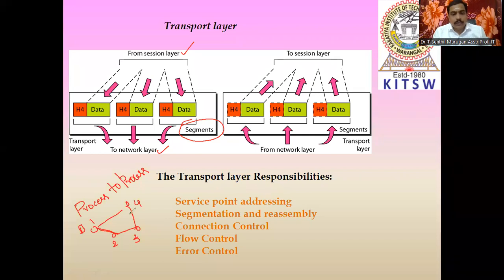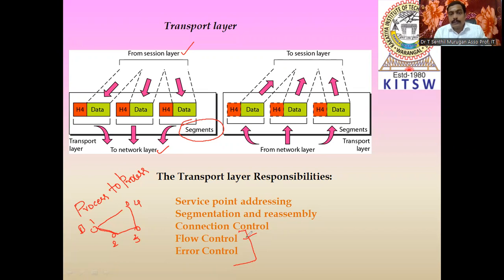Here, flow control and error control are similar to the data link layer. Whether the data reached the destination properly or not, whether the flow is correct or not, how much speed it is transmitted at, everything will be controlled. The data link layer does this hop to hop; it only ensures the data is delivered to the next hop.